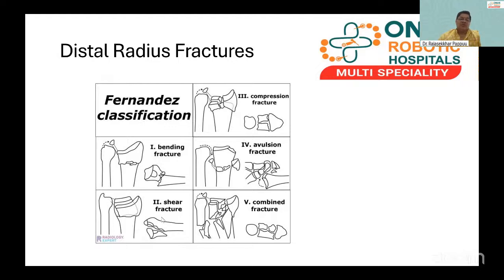From 1 to 5, 6, the severity increases. If I say Fernandez type 6 distal radius fracture, the other person understands that it is a very complex fracture even without an X-ray. So this is a way of communication. Why do we classify these fractures? Because professionally, when I tell somebody it is a type 5 Fernandez, or type 4 Fernandez, the opposite person understands the severity of the injury also. If I say type 1, you will understand.